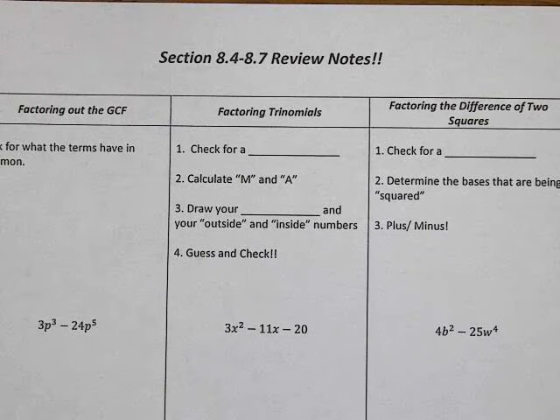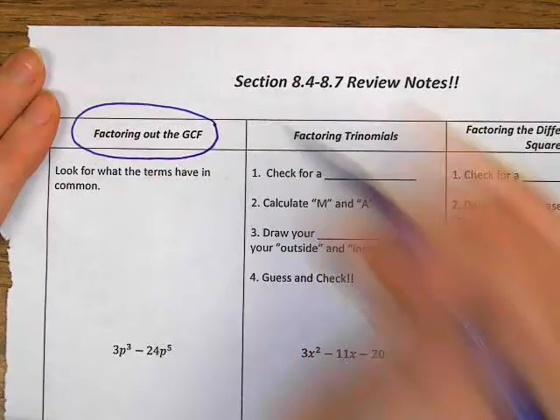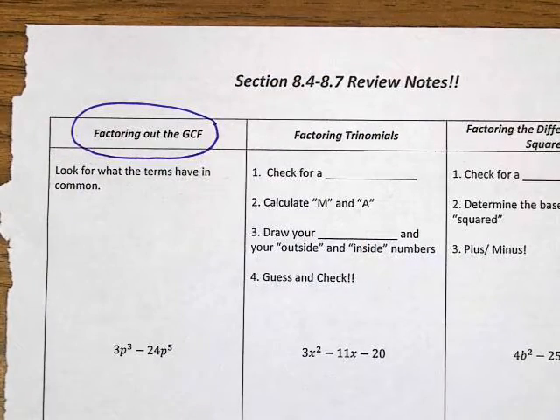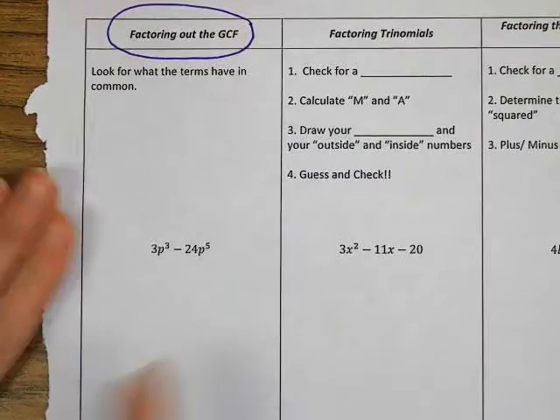All right, guys, today is the 8.4 to 8.7 review, which means we probably have a quiz coming up, and yes, we do, on Thursday. So this is a nice recap of all the factoring methods. Always factor out a GCF if possible. That means look for what the terms have in common. Okay, so let's look at this one.